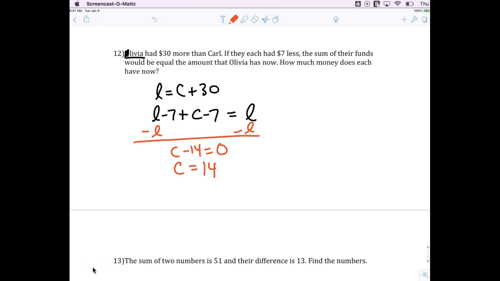All right, so now we have Carl is at 14. If Carl is at 14, then Olivia would be at what? 44. Olivia would be at 44.